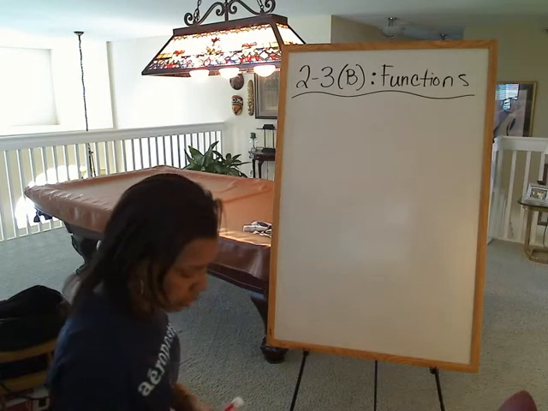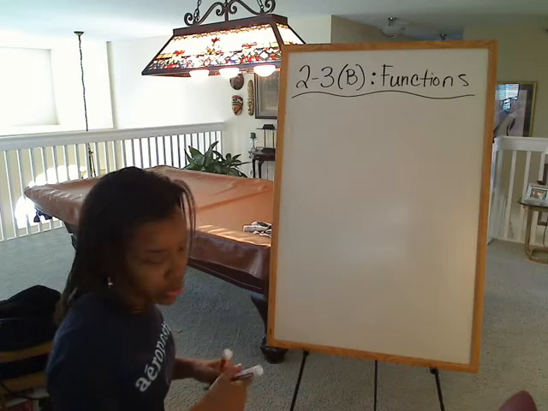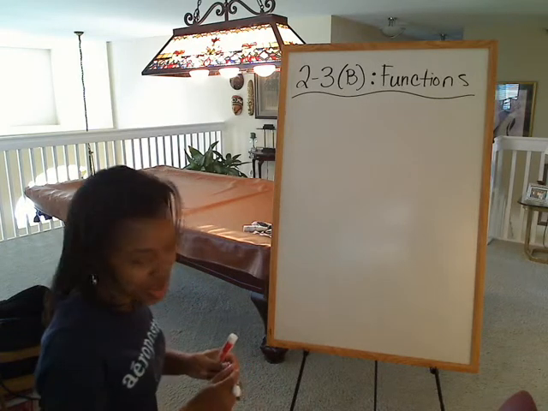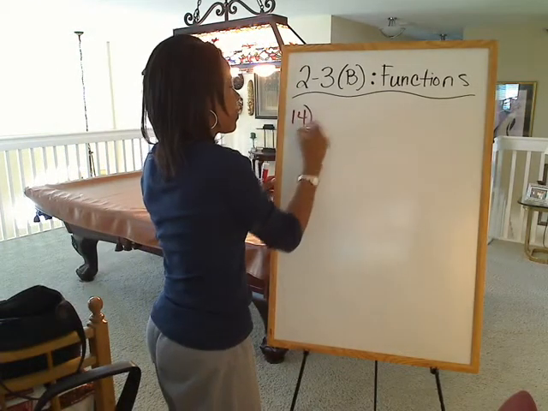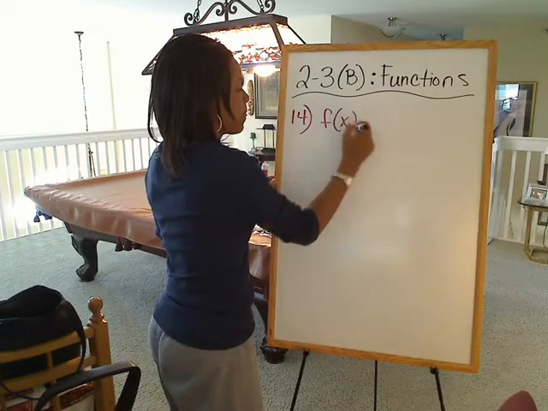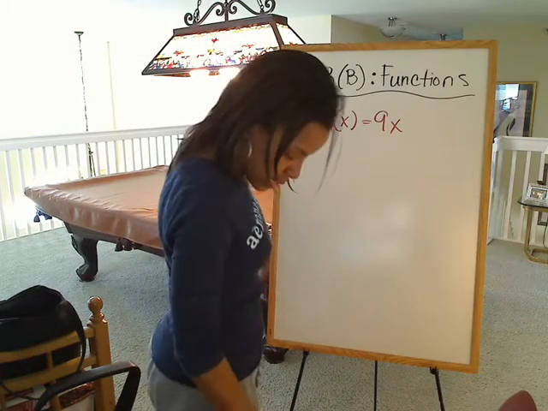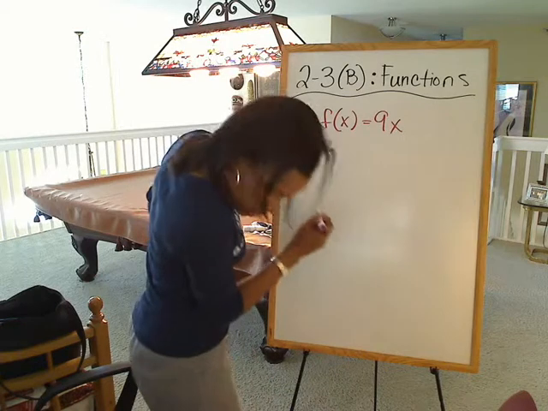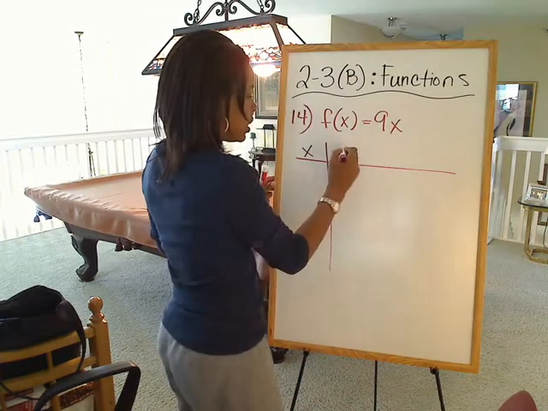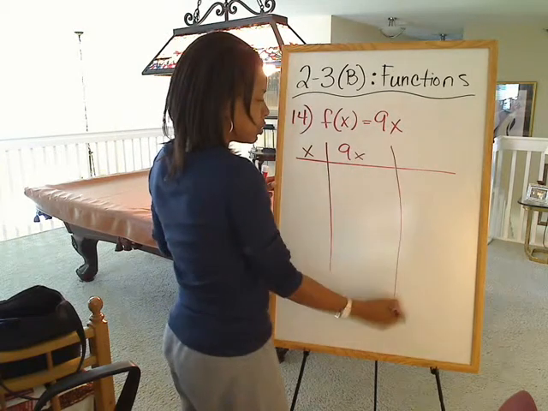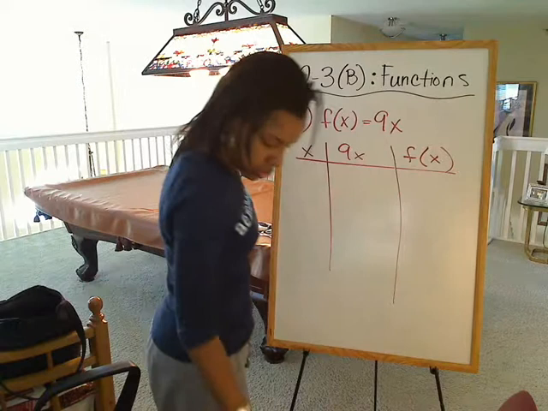We're going to start off with number 14. For those of you who are watching this in class, we're continuing to number 14. Number 14 says f of x equals 9x, and then they want you to make a function table. They actually started off for you, which is nice of them, but I want you to start looking at how they do it so that you can do yours on your own.